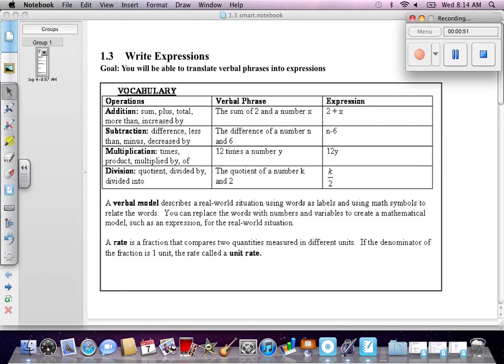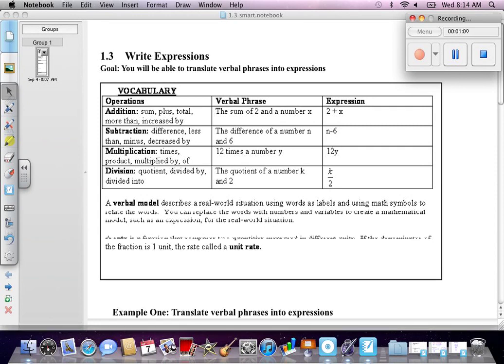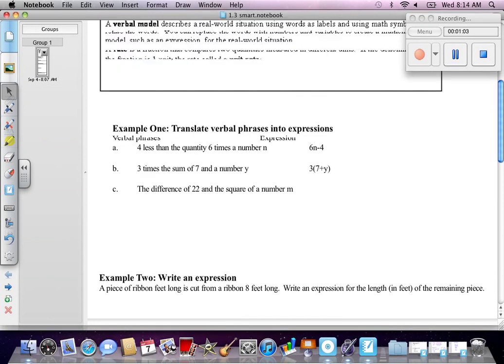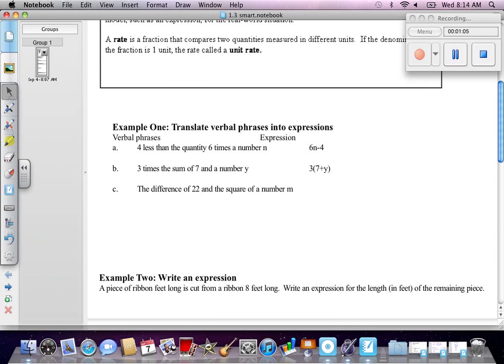A rate is a fraction that compares two things. If the denominator of the fraction is 1, it's considered a unit rate. So that vocabulary at the top is pretty important. It's going to make it easier to do your homework. If you get to section 1.3, which is on page 18, and you don't understand what some of these words mean, look at the top of your notes.